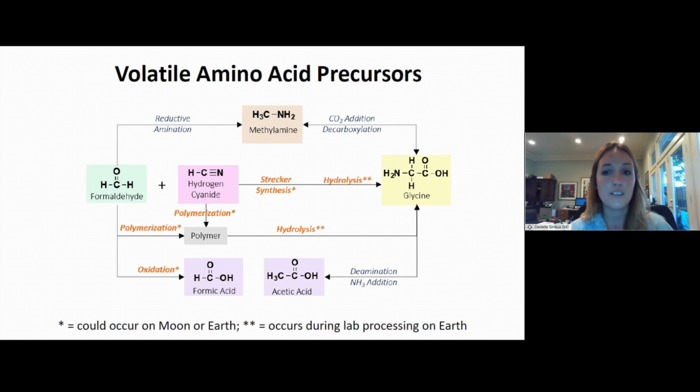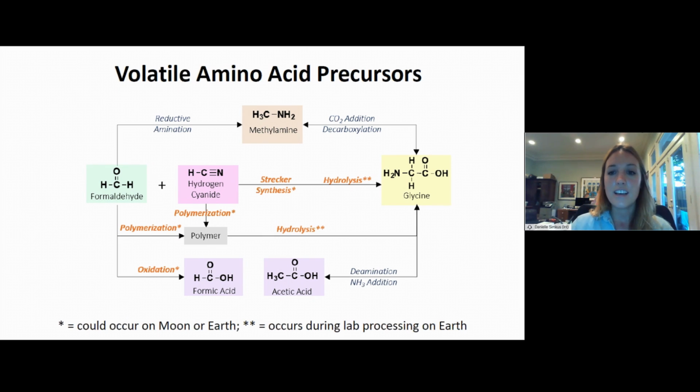So not to go into too much detail here, but I just wanted to highlight some of the mechanisms by which volatile organics could react and potentially yield amino acids. And here we've highlighted some mechanisms in orange to indicate certain reactions that could take place naturally in space, and others that we may expect to take place on Earth during lab workup. And measuring the relative abundances of each of these compound classes can give us an indication of what types of reactions may be playing more significant roles.